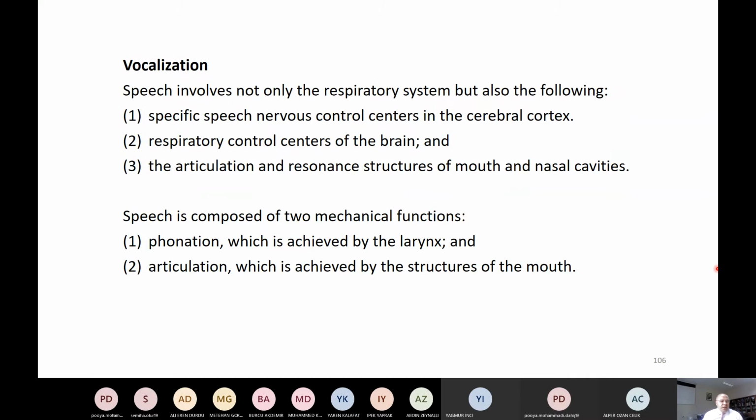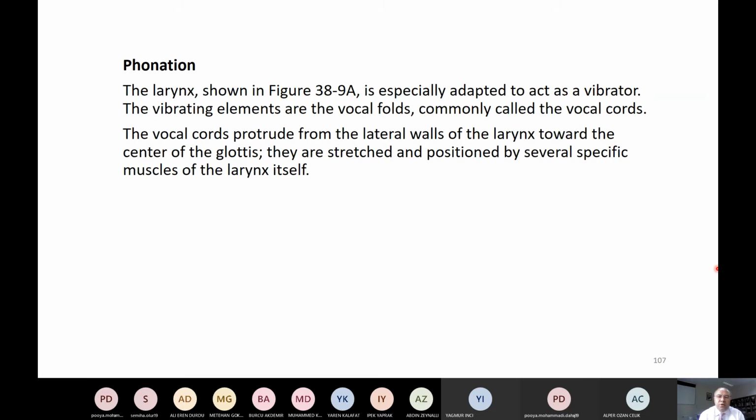Now finally, vocalization. Creating sound, vocalization. Speech involves not only the respiratory system but also specific speech nervous control centers in the cerebral cortex, respiratory control centers of the brain, and articulation and resonance structures of our mouth and nasal cavities. So speech is composed of two mechanical functions: phonation, which is achieved by the larynx, and articulation, which is achieved by structures of our mouth. First, phonation.